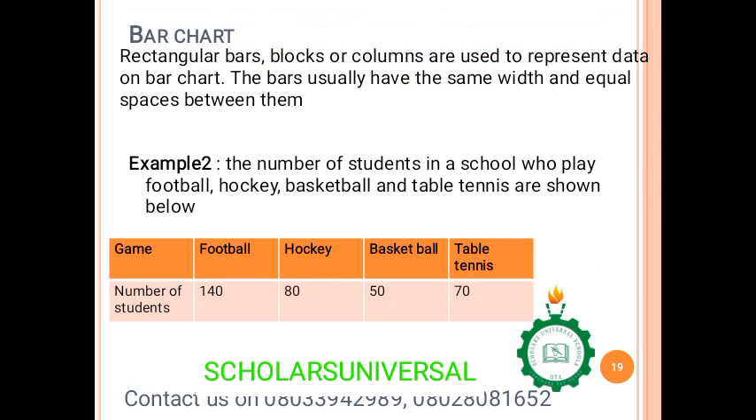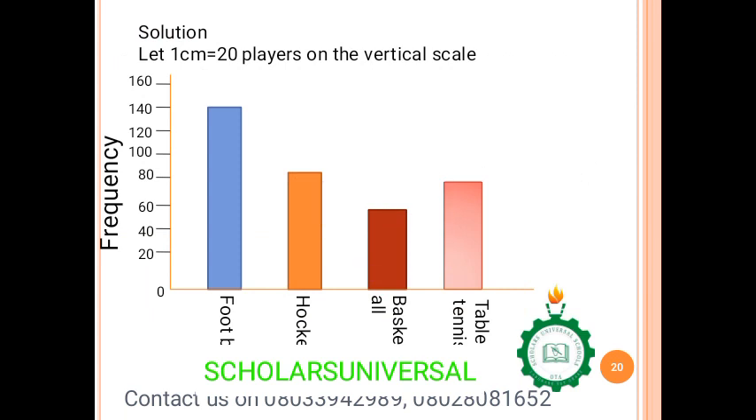Example 2. The number of students in a school who play football, hockey, basketball, and table tennis are shown below. So here we have different types of games, and we have the number of students that participated. So we have to represent this on a bar chart. So here is my frequency, and here I have different types of games.